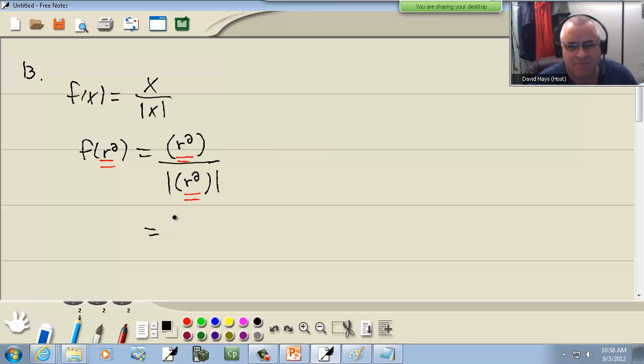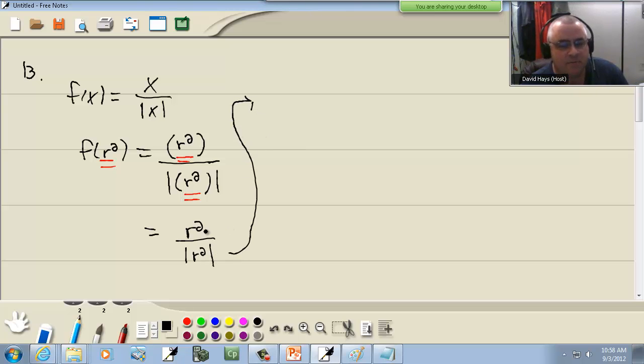Sometimes the parentheses don't help at all. In this one, the parentheses on top aren't doing anything. Parentheses on the bottom aren't doing anything. Now people have trouble simplifying this. They don't know where to go from here. If you think what the purpose of absolute value is, it makes whatever is inside positive, or it could be equal to 0. But it makes it positive.